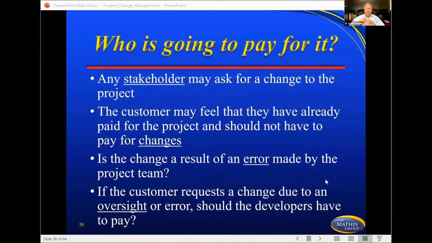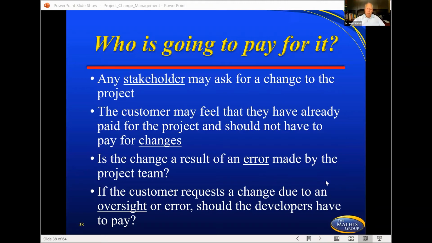So any stakeholder can ask for a change in the project, and the customer may feel that they've already paid for the project and should not have to pay for the changes. And this is a very important piece when you're talking about the customer against a vendor, because if the vendor screwed up, then probably the customer looks at it that, you know what, I shouldn't be paying for it again. But if the vendor is doing something that the customer wants done due to a change order, that's a different deal. So is the change a result of an error made by the project team, an error made by the vendor? Those are different discussions.